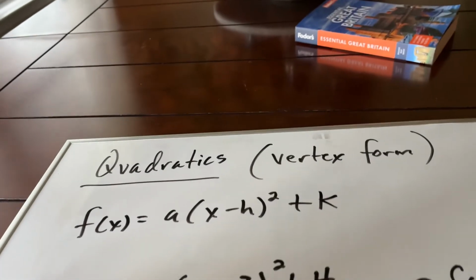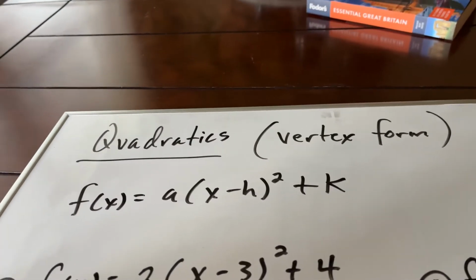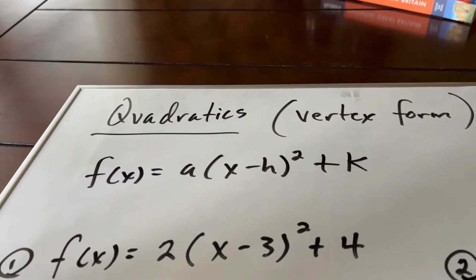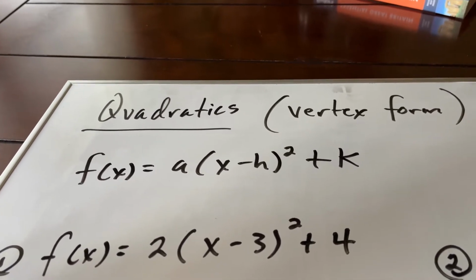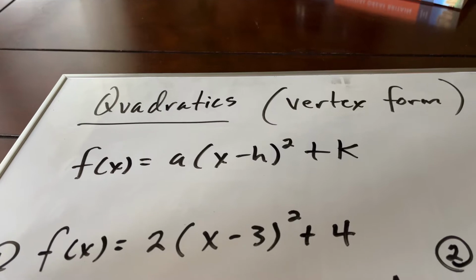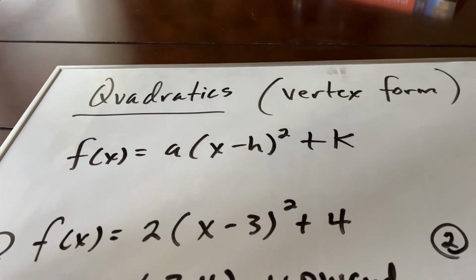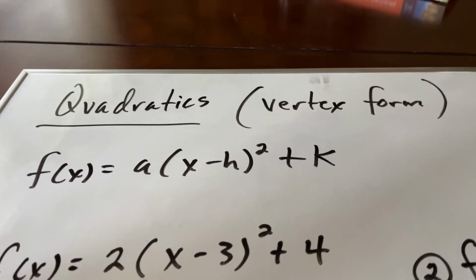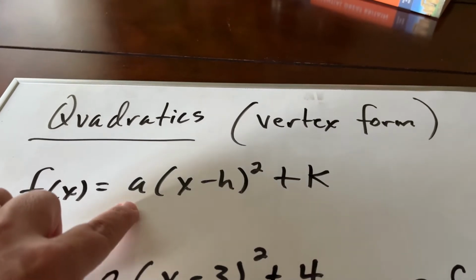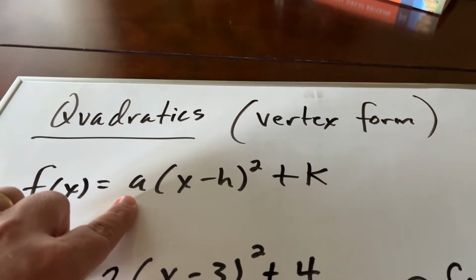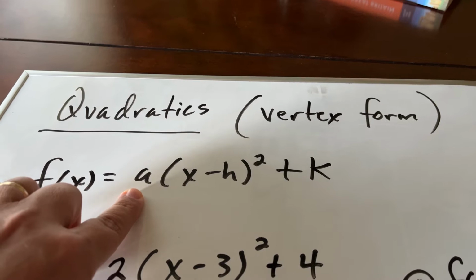Hey guys, let's talk about quadratics in vertex form. This is vertex form for a quadratic: f of x equals a times (x minus h) squared plus k. And with this, the a term determines the thickness of the parabola and the direction that it's opening.